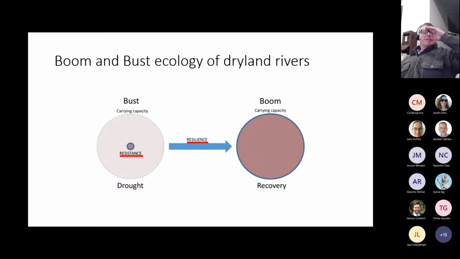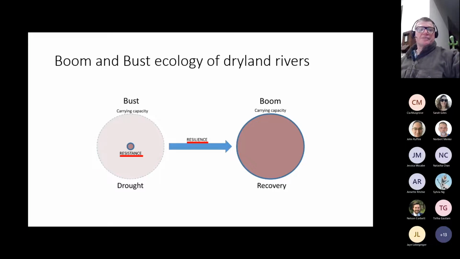Now, why are waterholes so critical in dryland rivers? Well, they go through what's been colloquially called a boom and bust ecology. The bust time is during the droughts, or when flow has not been happening for quite some time, and the amount of habitat shrinks considerably. In this diagram, we can see the potential carrying capacity of the system could be quite large, but during the drought bust times, that carrying capacity shrinks down to a much smaller area.